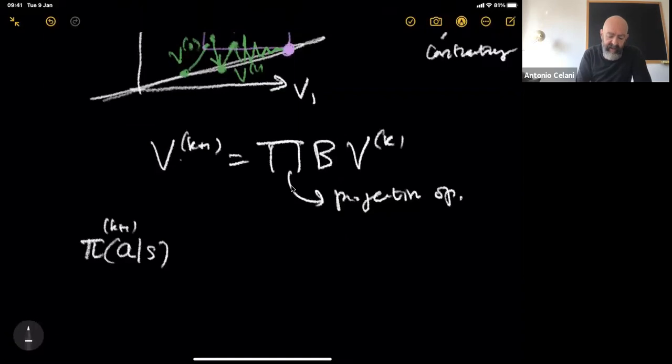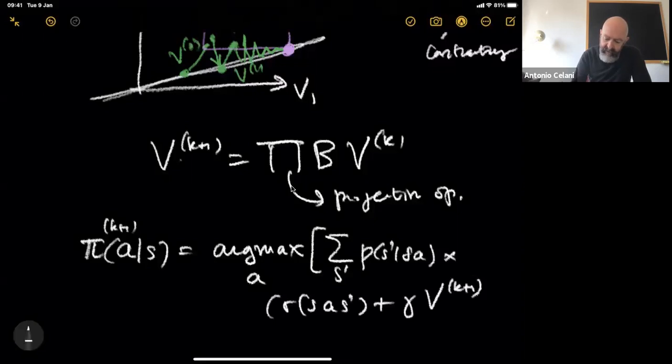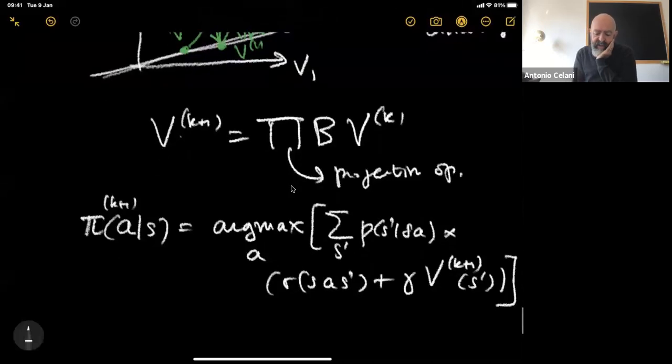at a certain step k will be defined as usual according to the greedy choice as the argmax over A of the sum over S prime, S prime. And this was the approximation at step k plus one. Okay. So the thing that you realize when you want to extract this policy or when you want to do actually the projection operator is that you still have to do things in your big high dimensional space. And your policy will depend on the states if you extract it like that.